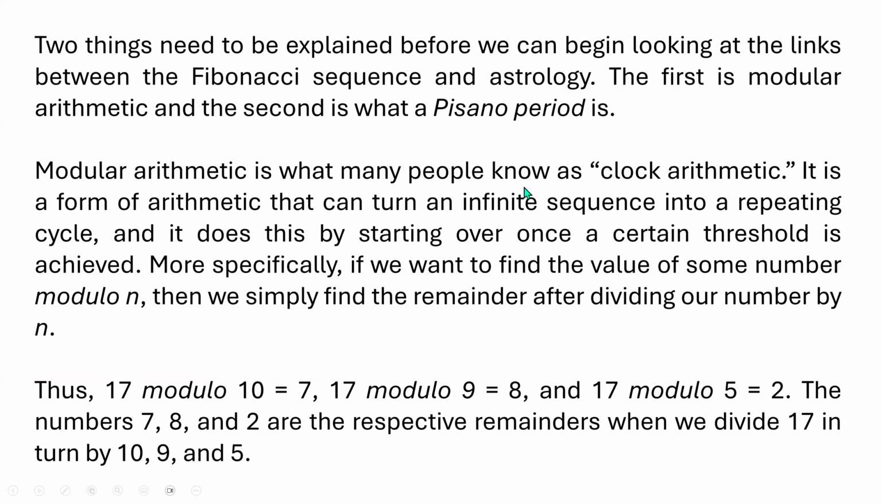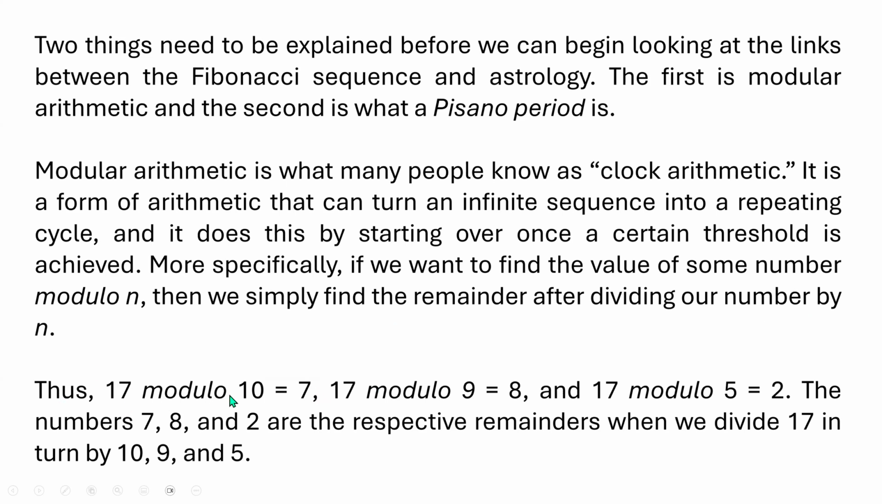Modular arithmetic is what many people know as clock arithmetic. It's a form of arithmetic that can turn an infinite sequence into a repeating cycle. And it does this by starting over once a certain threshold is reached. More specifically, if we want to find the value of some number modulo n, then we simply find the remainder after dividing our number by n.